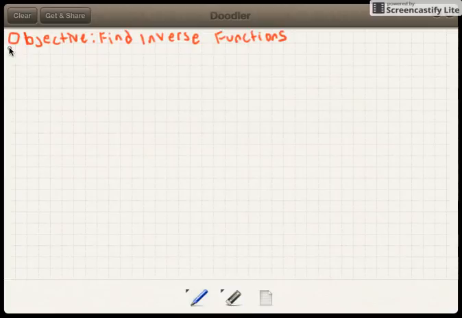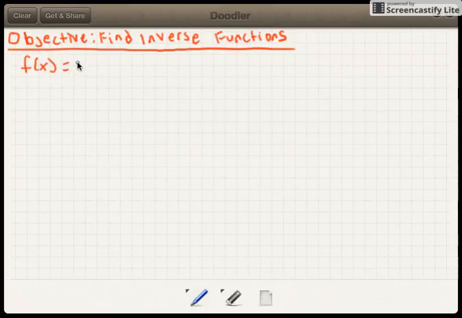Hi everybody, our objective for today is to learn how to find the inverse of a given function. That is, when given something like f of x equals 3x plus 6, how do we find the inverse of f of x? Lucky for us, there are some steps we can follow to make this easier.